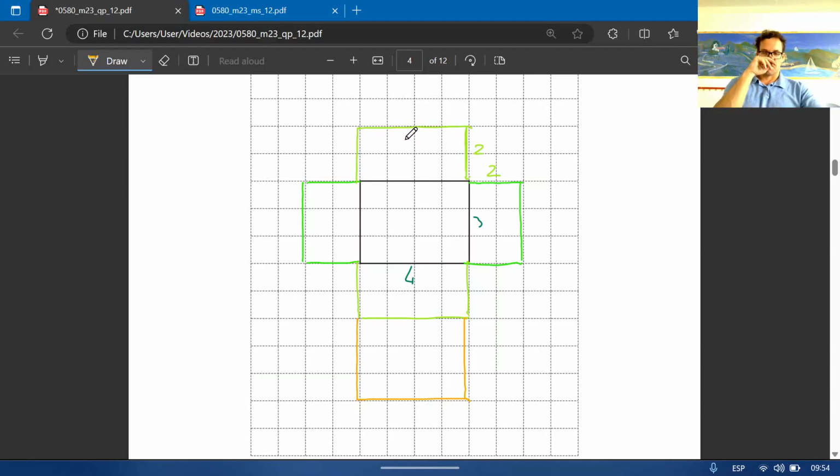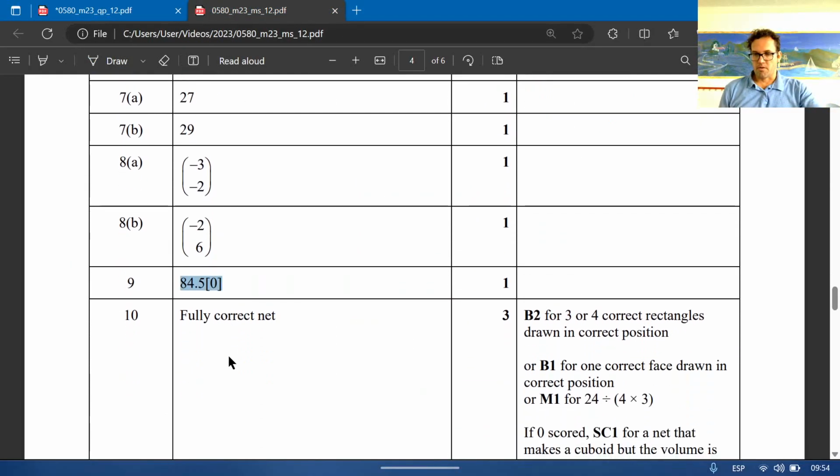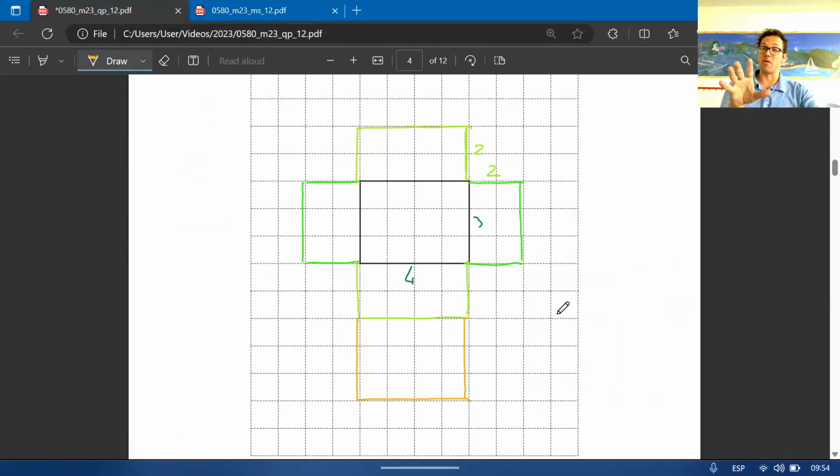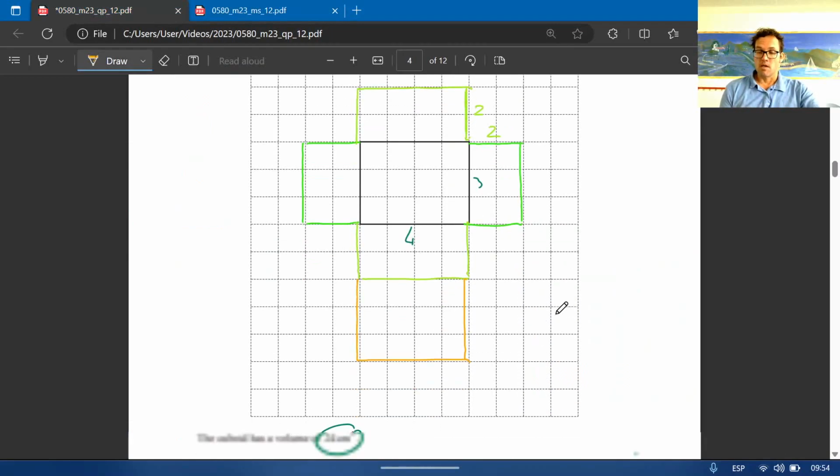Always, you got 2 that's the same. The 2 sides are the same. The top and the bottom are the same. The front and the back is the same. Yeah, that's it. Fully correct net. Doesn't really tell you here what it looks like, but I've shown you. Just do it a bit prettier than me, please. Okay.